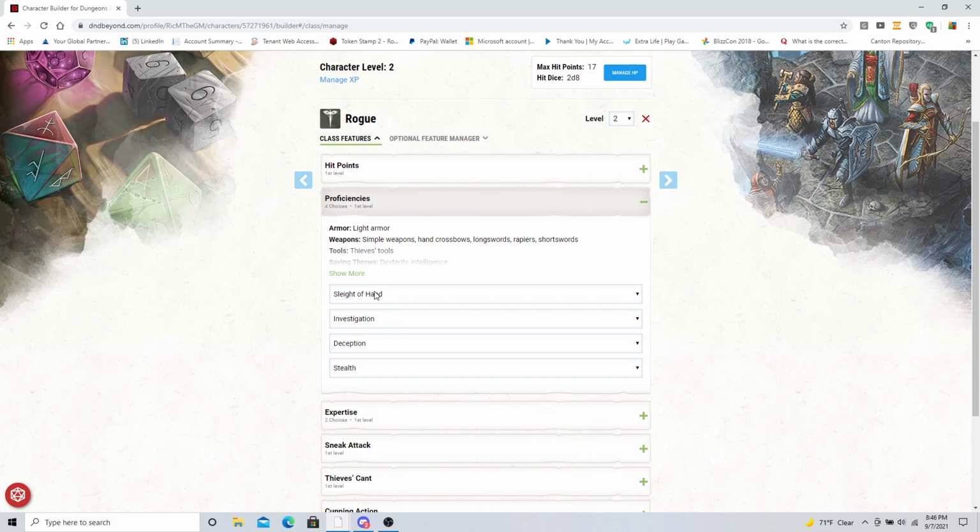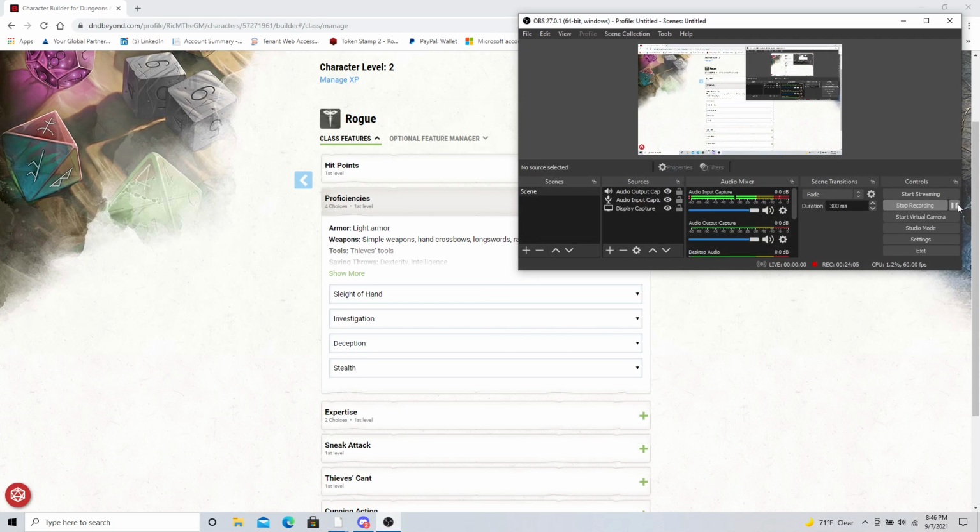Boom, boom, boom. Sleight of hand, investigation, deception. Remember, Winter Court, person dealing with people. That's the kind of thing you want to deal with. So, Damaskine has that. Investigation, why?